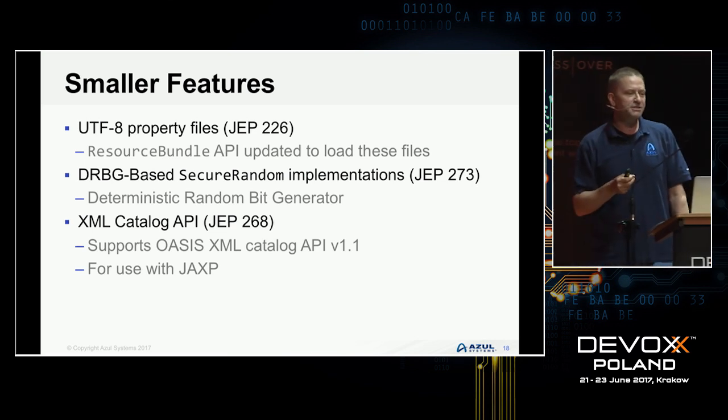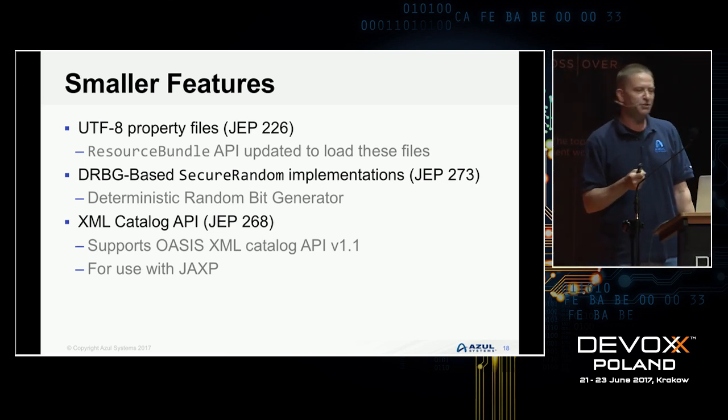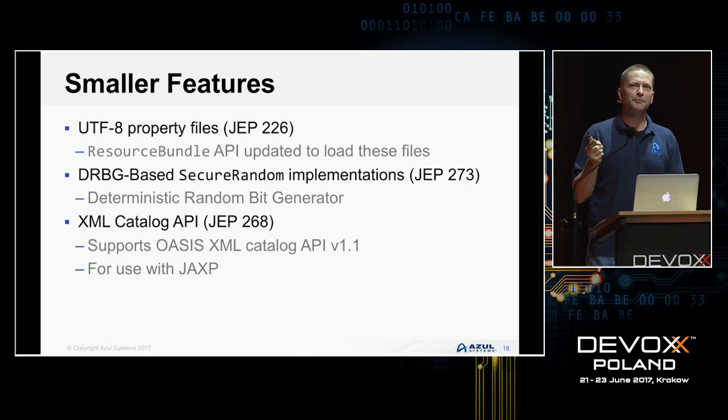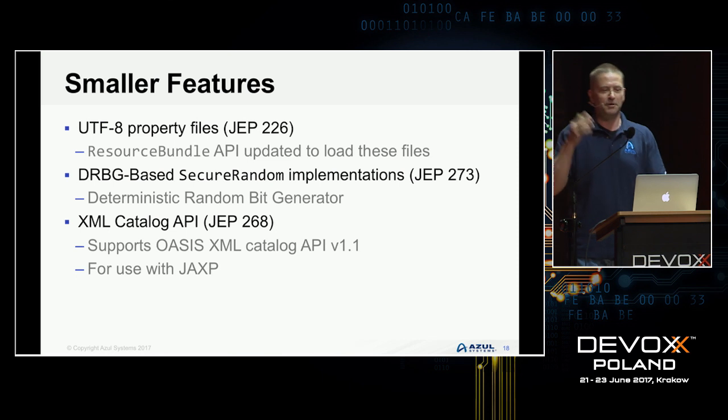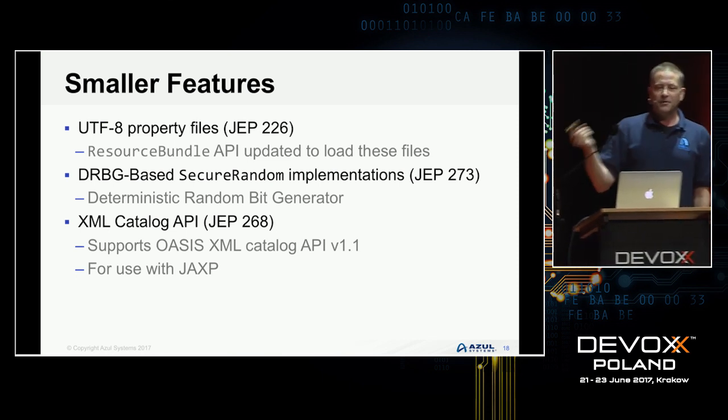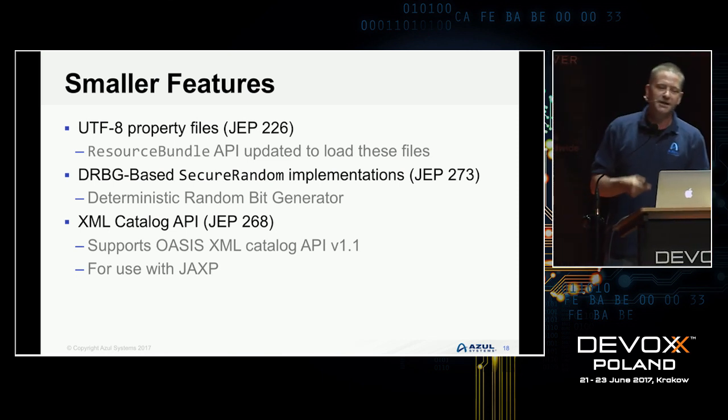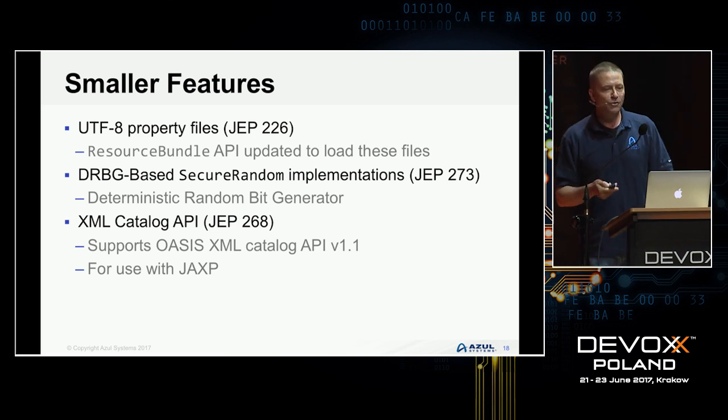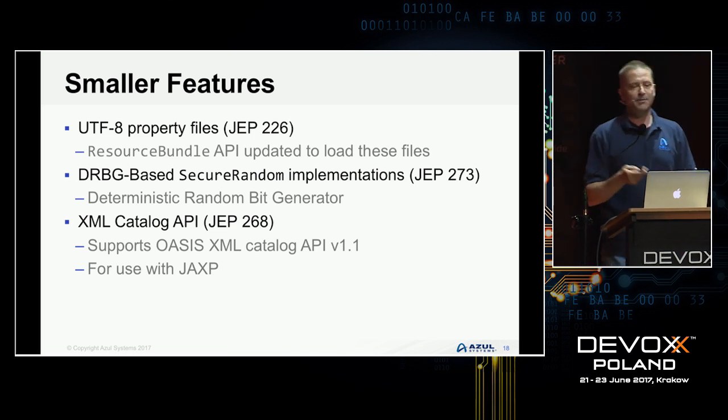Apparently, DRBG stands for Deterministic Random Bit Generator. Now, I don't know about you, but I would have thought random was non-deterministic, not deterministic, but I don't know. And then the last thing was the XML Catalog API has been updated to version 1.1 of the OASIS XML Catalog, the version used in JAXP.